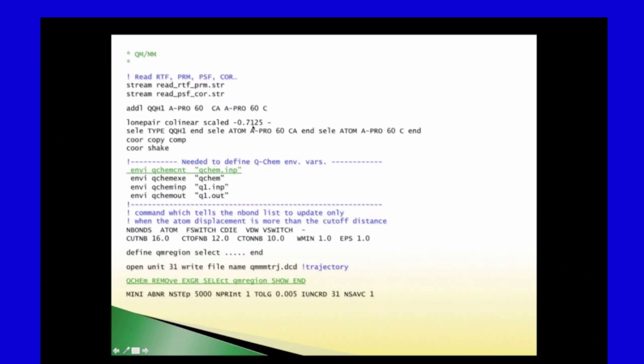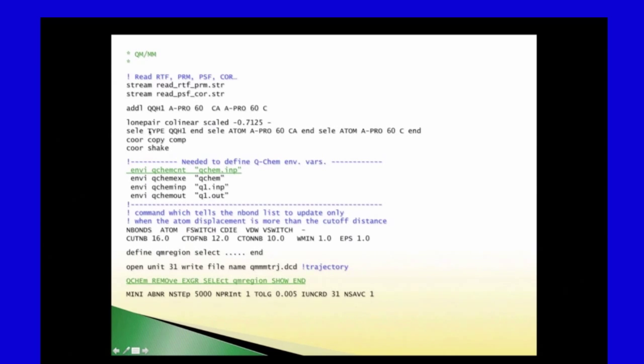What this command does is it applies a constraint, and it keeps the hydrogen atom that you add in line between those two carbon atoms, right? Collinear. So it makes sure that the new atom, this QQH atom, stays on this straight line. And this scaling parameter scales the carbon-carbon distance. So I believe the carbon-hydrogen distance is 0.7125 of the carbon-carbon distance. And that is the constraint that you're going to place as you're running these calculations, right?